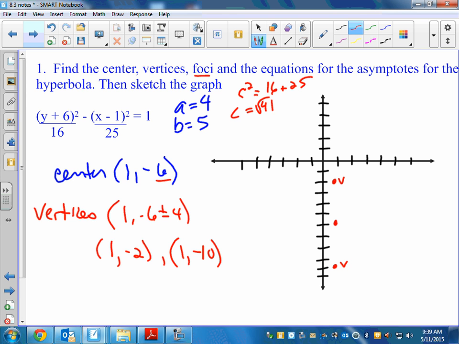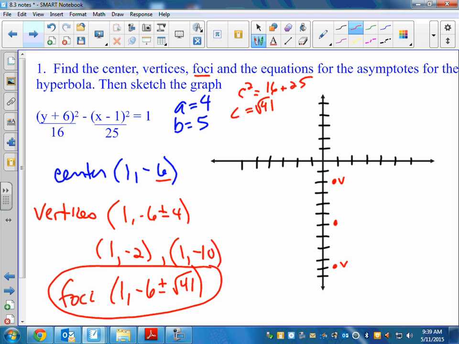The good news is you don't have to graph the foci in order to graph the hyperbola or the ellipse. But if they ask you to write it out, you just need to know, just like the vertices, you're going to add that to the y value. So you can just say that that's -6 plus or minus the square root of 41. And I would just leave it like that, because otherwise you just have to give a decimal. Whereas the vertices, you'd actually give me the two numbers.